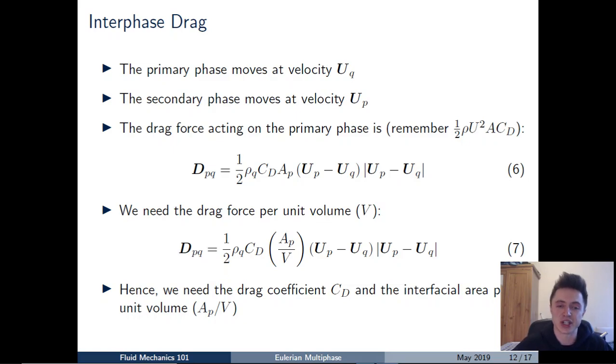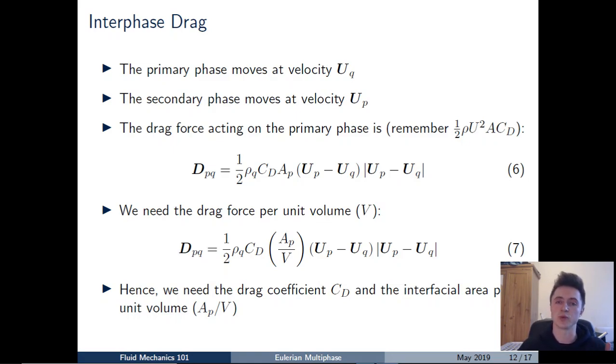We also know the density, rho q, but at this stage for our model, we don't know the drag coefficient C_D, and we also don't know the interfacial area, A_p, that's the contact area between our two phases per unit volume. So in today's talk, I'm really going to focus on the drag coefficient and the interfacial area per unit volume, because it's these two terms that are left up to the user to choose, and they're going to govern the drag force that you get between the two phases in your CFD model.